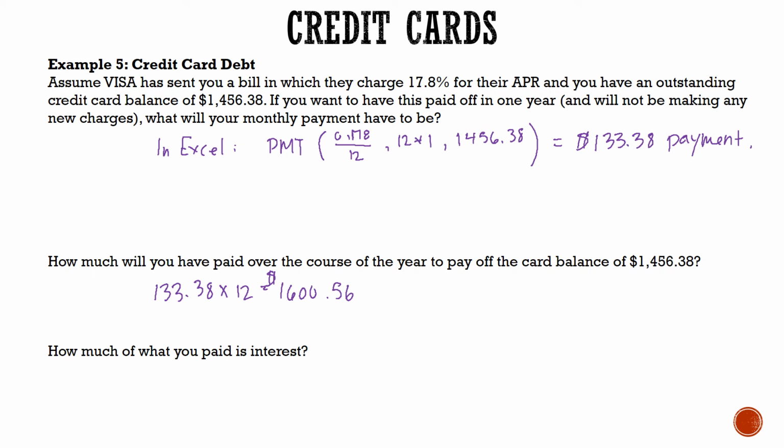balance. And then how much of what you paid is interest? That's going to be the difference between the total amount you paid and how much your balance is that you paid off. So $1,600.56 minus the $1,456.38, and that's going to leave us with the amount of interest we paid as $144.18. So we have paid $144.18 in interest in that 1 year. So just over $10 a month in interest.